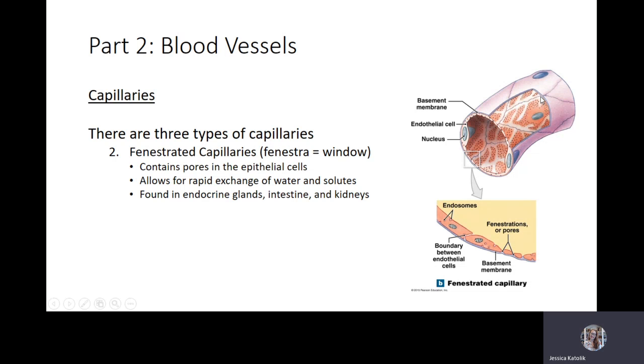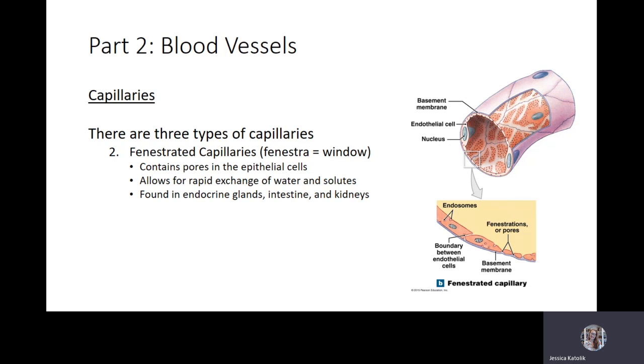However, it's still important to notice that the endothelial cells are going to be closely attached together along the side. There's not going to be any space or gap between the cells. There will be, however, gaps or fenestrations in the endothelial cells.